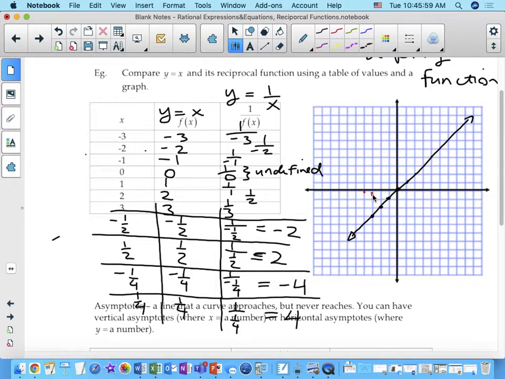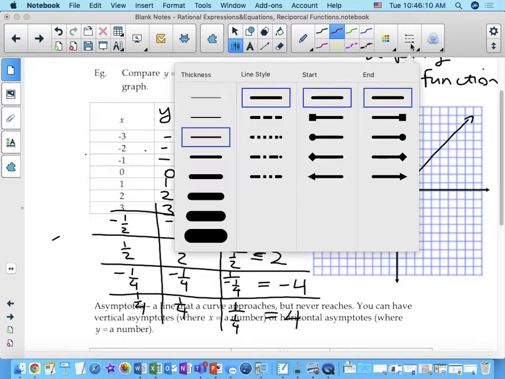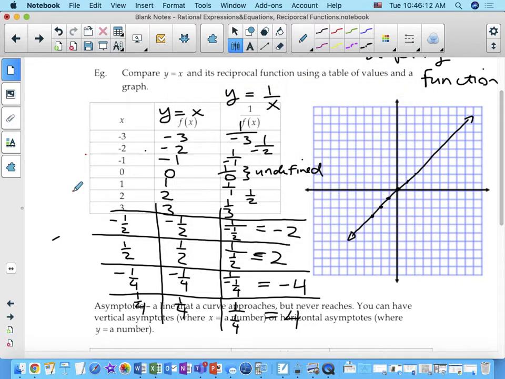Oh, wait, I messed up. My x values are wrong. Okay, let me erase those. That's better. All right, let me fix this. Okay, negative 3: 1, 2, 3. When x is negative 3, y is negative a third. There we go. When x is negative 2, y is negative a half. When x is negative 1, y is negative 1.